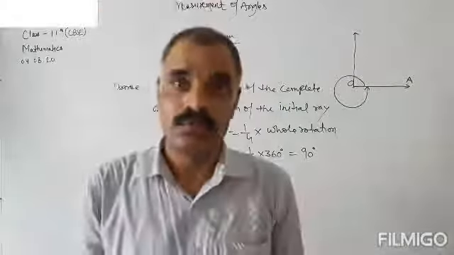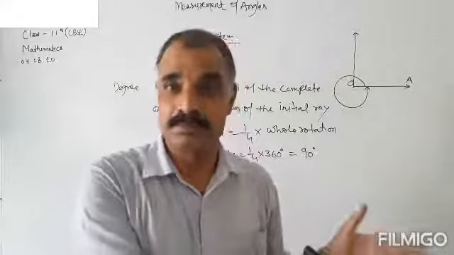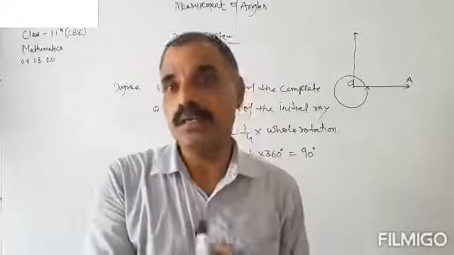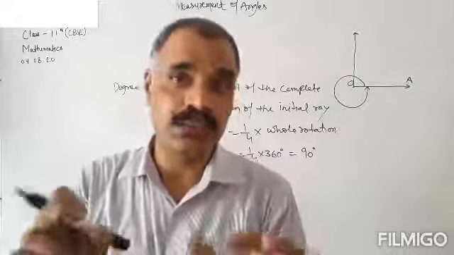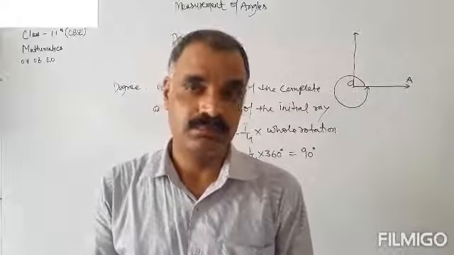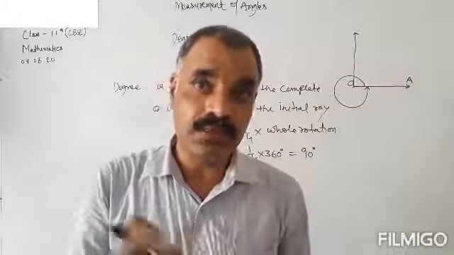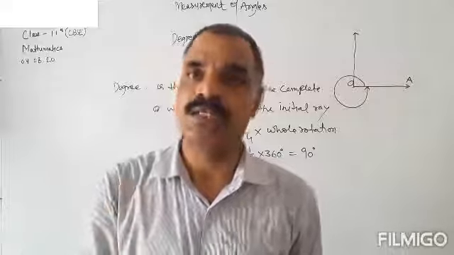Now 1 degree is again divided into 60 equal parts. And each part is said to be the minute.